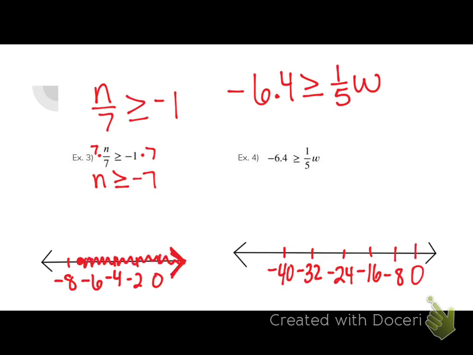If it helps, as long as your variable's on the left, you can think about which way the point of your inequality symbol is facing. So if this is pointing to the right, we shade right.